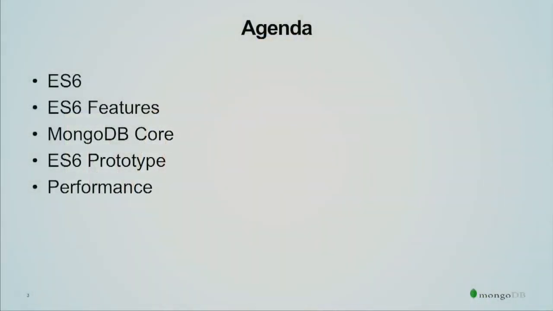That's good. And then we're going to touch a little bit on MongoDB Core, which is part of the driver refactoring that happened in 2.0. And then we're going to look at an ECMAScript 6 prototype that you can play around with. That's on NPM. And we're going to look quickly at performance and see what's the actual cost of using ECMAScript 6 over current ECMAScript 5 as it exists today in Node.